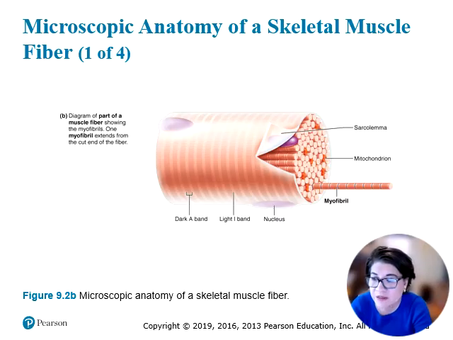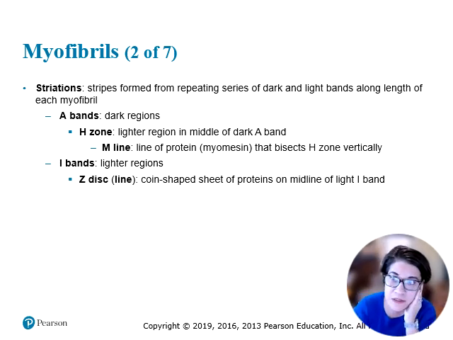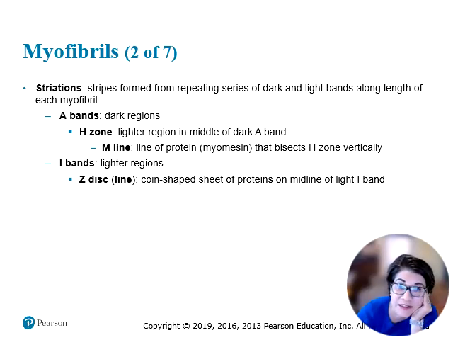This is the part that makes these muscles striated, the myofibril. They have these little stripes on them, and that's actually where the contraction is happening. So let's dig into that. You have these little striations, which are repeating dark and light bands along the myofibril. You'll see different names for these in different textbooks, but in yours, the A bands are the dark regions. And then the H zone is a lighter region in the middle of the A band. The M line is like an anchor, a line on the protein right in the middle of the H zone. And then the I bands are the lighter regions, and they have a Z line.